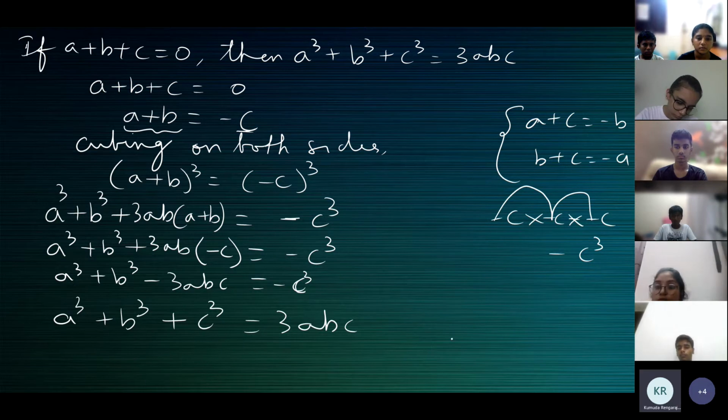So we have derived the identity. This identity is true only when a plus b plus c is 0.